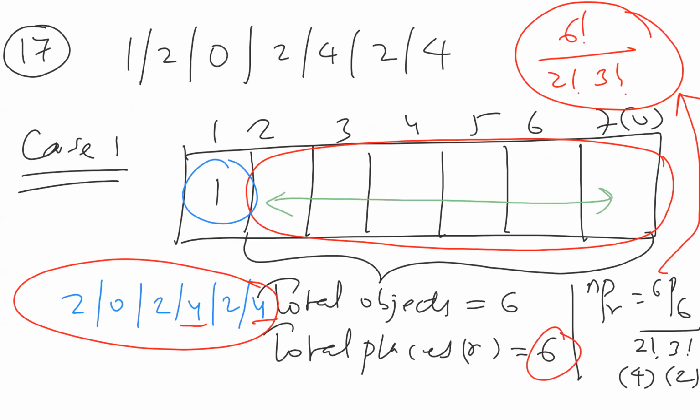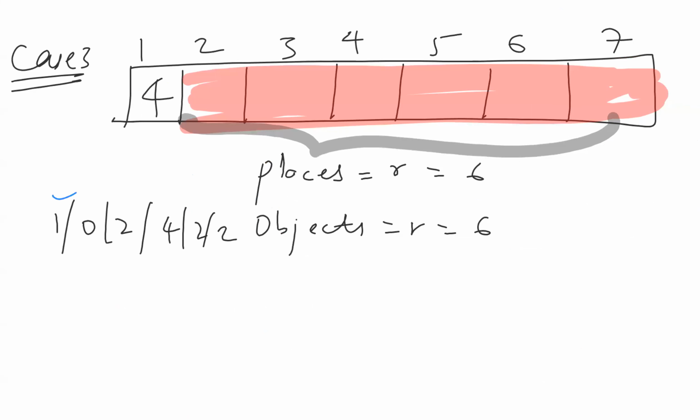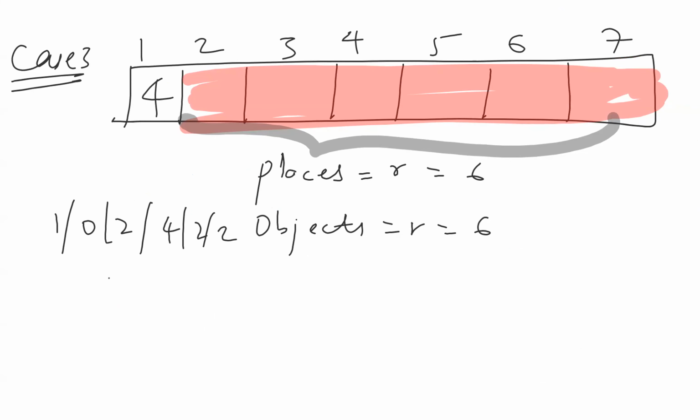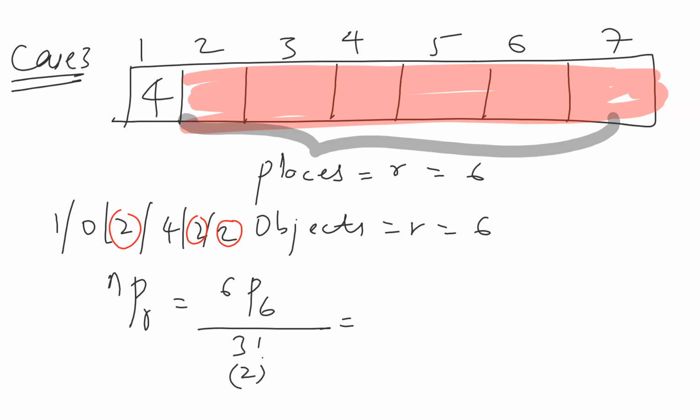So from that, 1 and 4 I am eliminating. So these are the 6 objects which are remaining: 1, 2, 0, 2, 2, 4. Yeah, fine. So these are the 6 objects. Arrangements are nPr, 6P6 upon 3 factorial. Why 3 factorial? Because this 2 is getting repeated thrice. So this is 6 factorial upon 3 factorial.